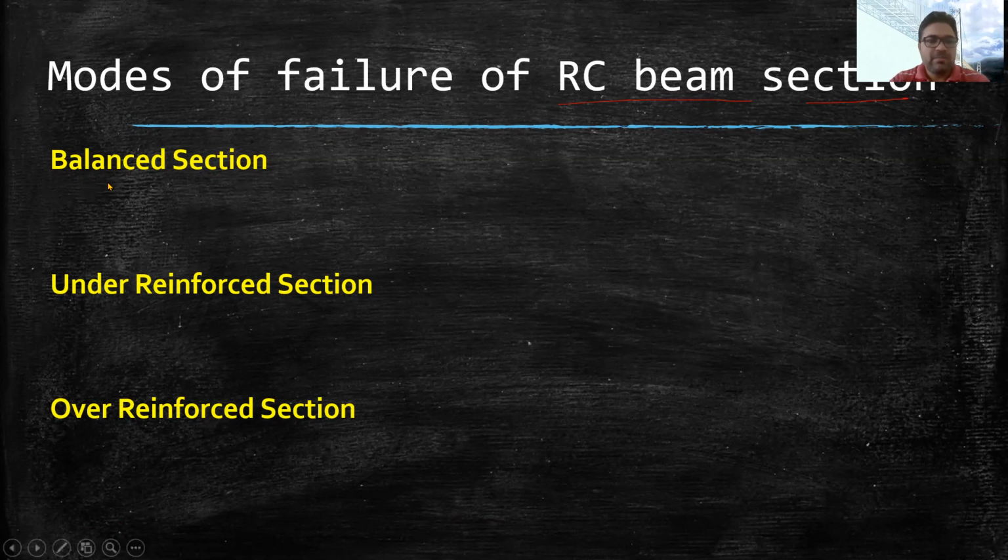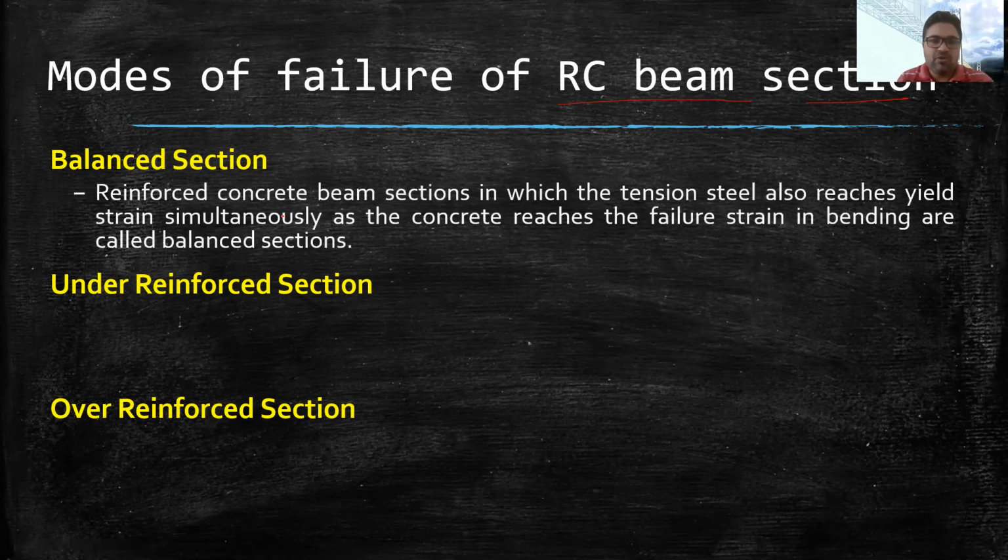So in the balanced section, as the name suggests, a reinforced concrete beam section in which the tension steel reaches yield strain simultaneously as the concrete reaches the failure strain in bending is called a balanced section. It means that the failure of concrete and failure of steel takes place at the same time. So that is the section called balanced section.